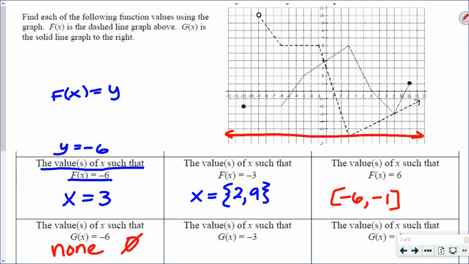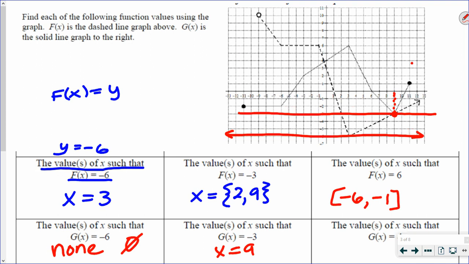Okay, next we want to find the values of x such that g of x equals negative 3. So again, I'm going to draw a horizontal line at negative 3. I'm looking for where the solid graph intersects that horizontal line. And I'm noticing that only happens at one point, and the x coordinate of that point is 9. So x equals 9.